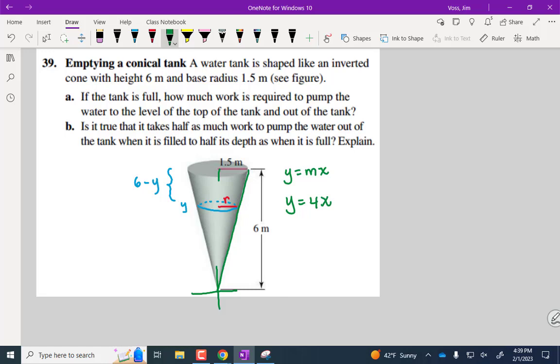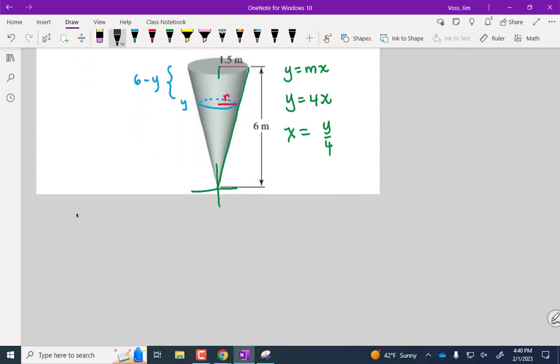So everyone agree then, 4x? And if we solve for x, that's r. So x is going to be y over 4. That is going to be the radius. So this tells us the radius at a height of y. If y is 0, the radius is 0. If we're way up here at the top, if y is 6, 6 divided by 4 is 1.5, 3/2. So that allows us then to fill in all of our blanks for the work. So work is going to be the integral of the distance times the volume.